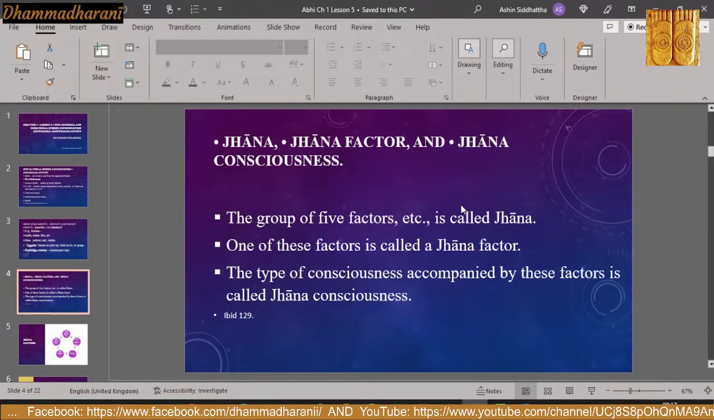So what is the jhana consciousness? The type of consciousness accompanied by those factors is called jhana consciousness.